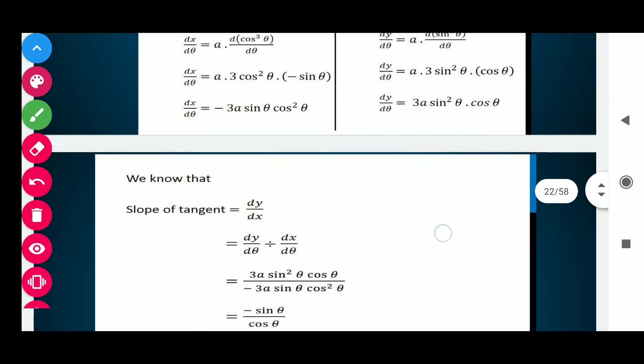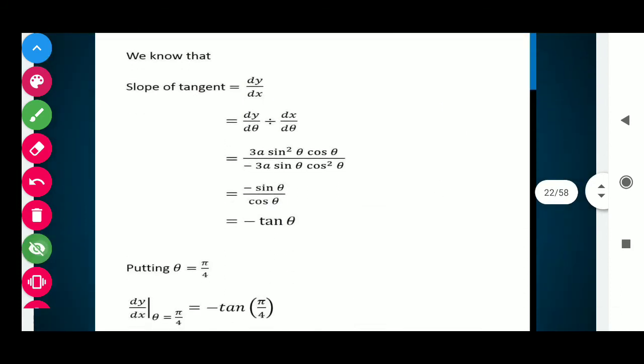Now students, we know that slope of tangent is denoted by dy over dx. So students, we can also write it as dy over d theta multiplied by d theta over dx.